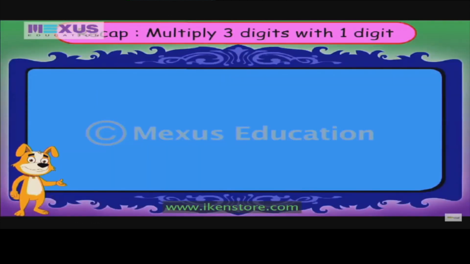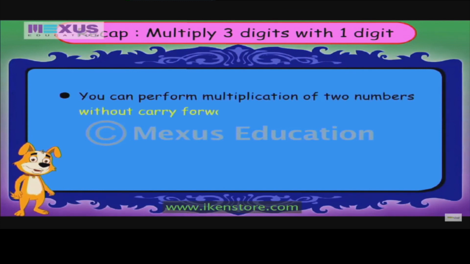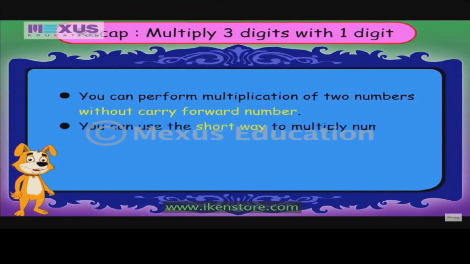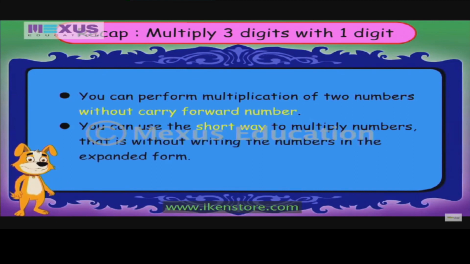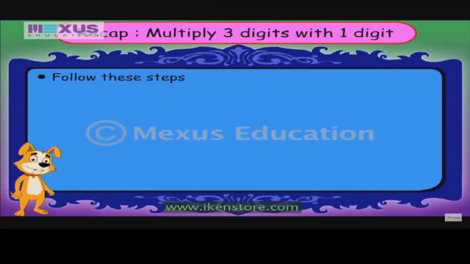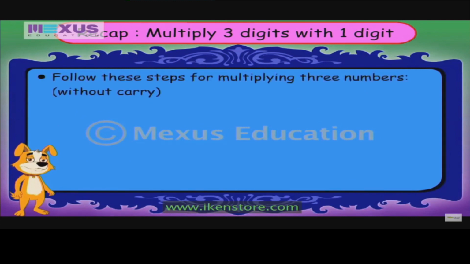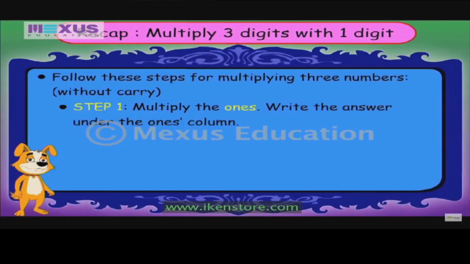Let's revise the points to multiply 3-digit numbers. In this topic, you have learned the following. You can perform multiplication of 2 numbers without a carry forward number. You can use the short way to multiply numbers, that is, without writing the numbers in the expanded form. Follow these steps for multiplying three numbers. Step 1. Multiply the ones. Always start with the ones. Answer under the ones column.